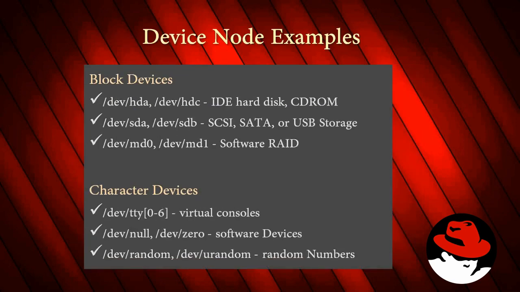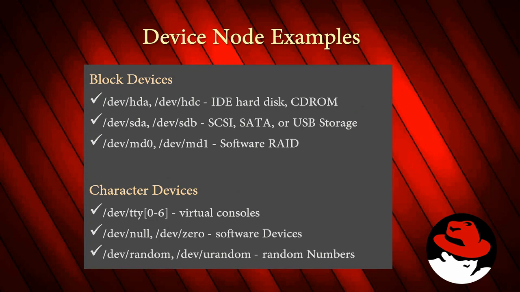Then there are two types of devices on the kernel: the device nodes, for example, the block devices and the character devices. The block devices are CD-ROM, hard disk, SCSI, SATA, USB storage, and software RAID, that is an implementation of a distribution partition of automatic configuration. These could be found in the following directories. Then the character devices like virtual console, software devices, random numbers, and so on.